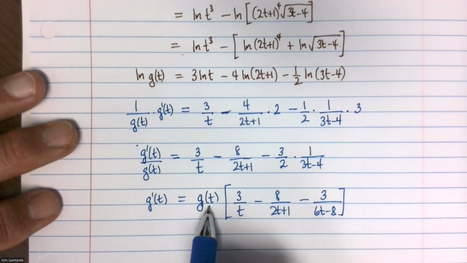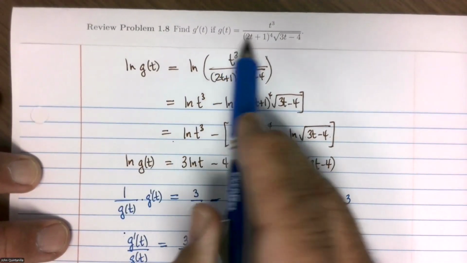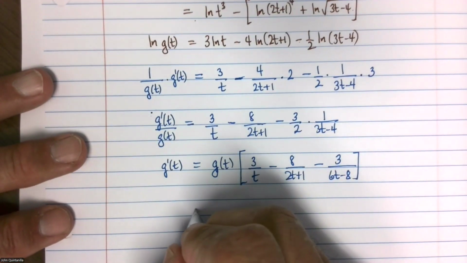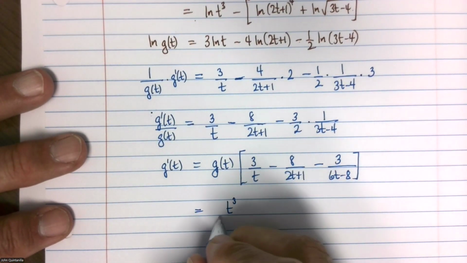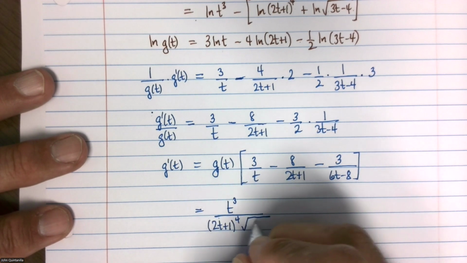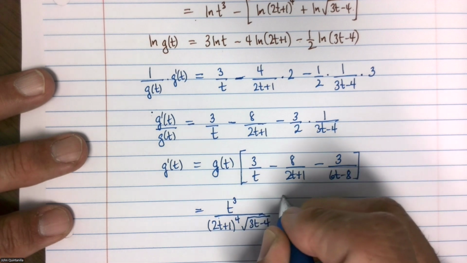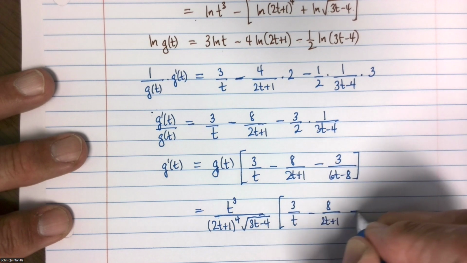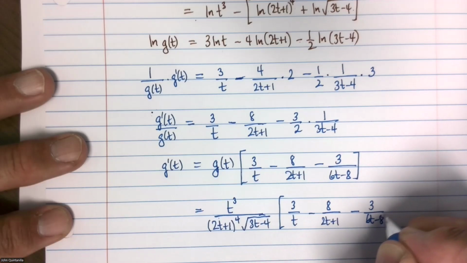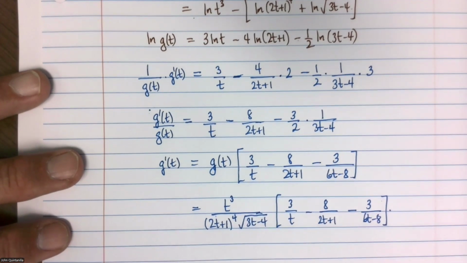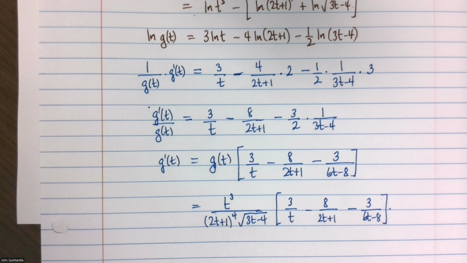And now to finish the problem, g of t was originally equal to this, and so I just make that replacement. Everywhere I see the g of t, I just make that replacement down here. So I have the original t cubed over (2t plus 1) to the fourth times the square root of 3t minus 4 times 3 over t minus 8 over 2t plus 1 minus 3 over 6t minus 8. And so that is the derivative using logarithmic differentiation, which would be a whole lot faster than attempting to use the quotient rule or the product rule and those other rules that we learned in Calculus 1.